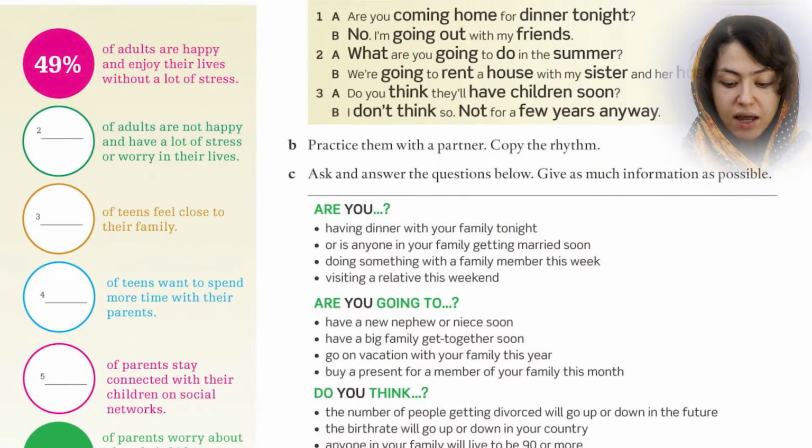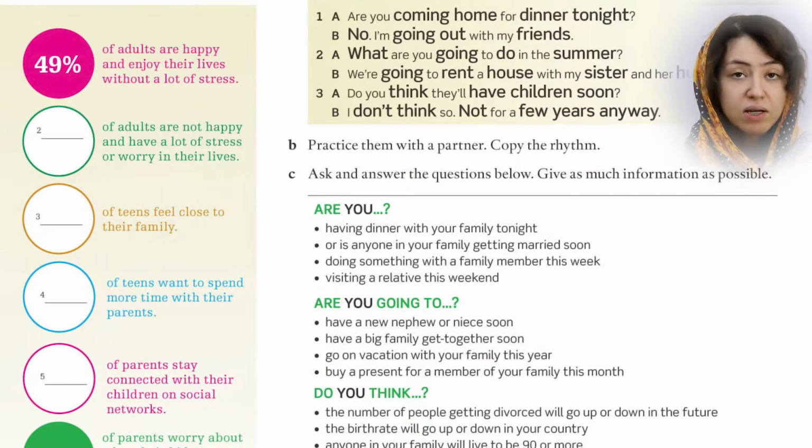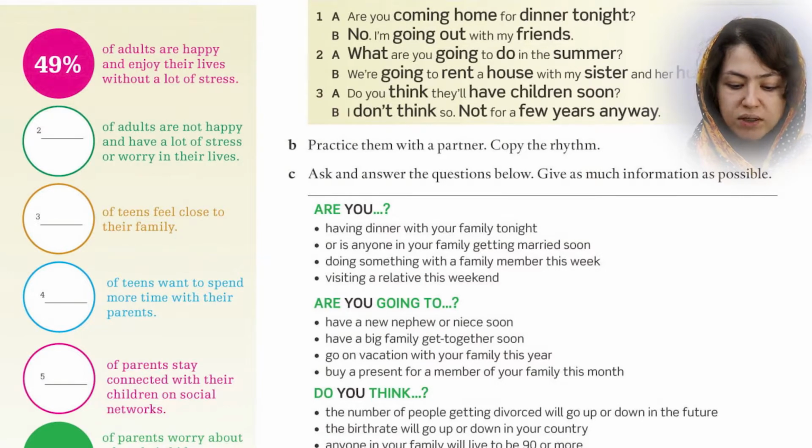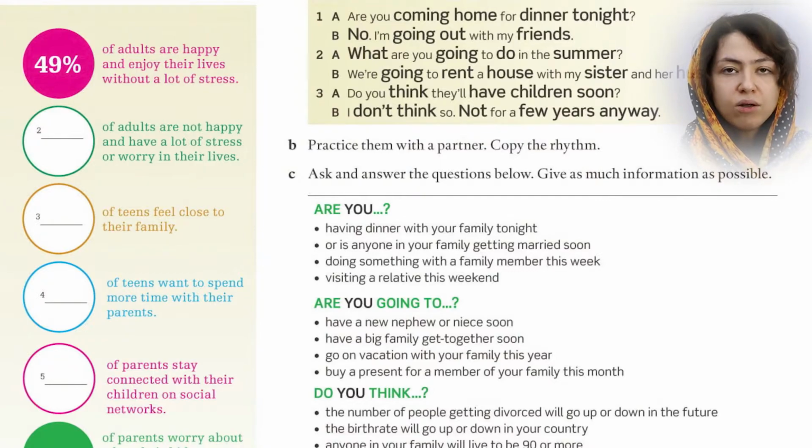It's really important. And the other parts, "Are you going to?" Here, you're going to talk about going to. Are you going to have a new nephew or niece soon? Are you going to have a big family get-together soon? Are you going to go on vacation with your family this year? And are you going to buy a present for a member of your family this month? Again, it's a kind of far future, if you've paid attention, but the previous part, which was concerning the present continuous, is about immediate future.